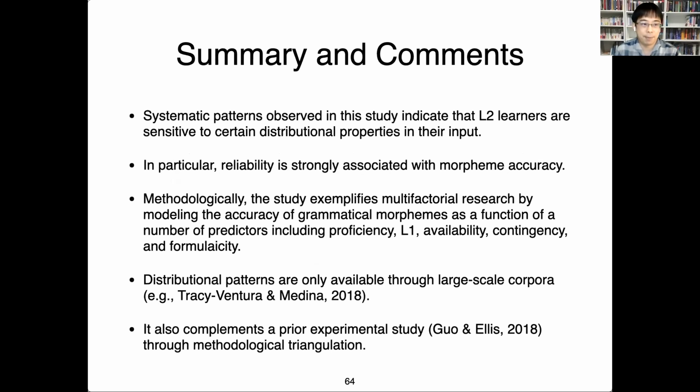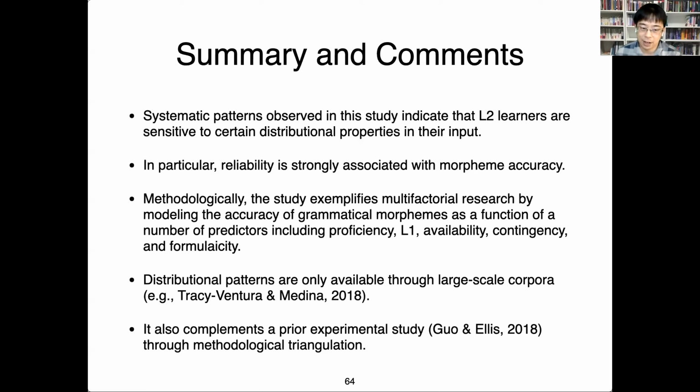So to wrap up, systematic patterns observed in this study indicate that L2 learners are sensitive to certain distributional properties in their input. In particular, reliability is strongly associated with morpheme accuracy. Methodologically, this study exemplifies multifactorial research by modeling the accuracy of grammatical morphemes as a function of a number of predictors, including proficiency, L1, availability, contingency, and formulaicity.